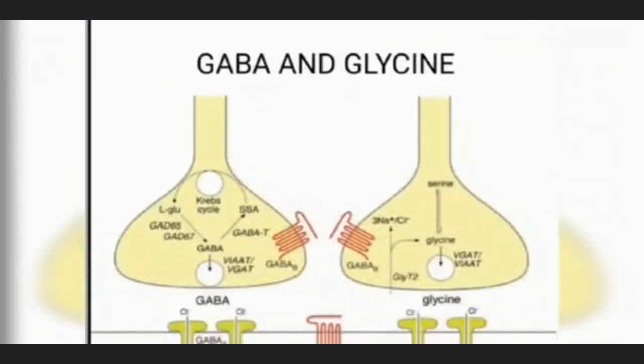Now coming to GABA and glycine. The GABA and glycine are very important inhibitory neurotransmitters. GABA, gamma-aminobutyric acid, is widely present in the brain. It is formed by decarboxylation of glutamate. There are three GABA receptors: GABA A, GABA B, GABA C.